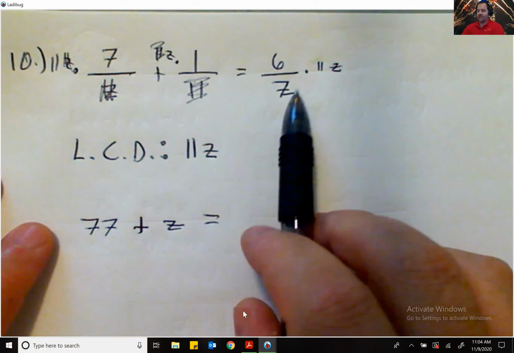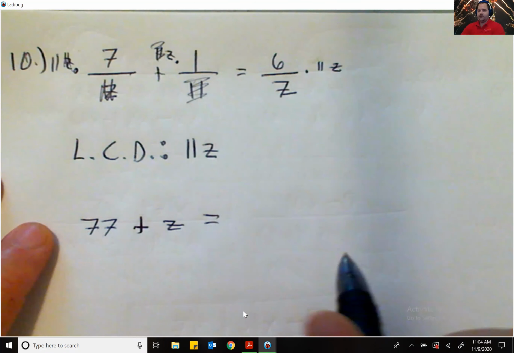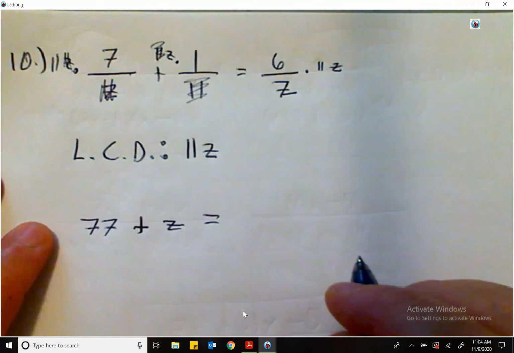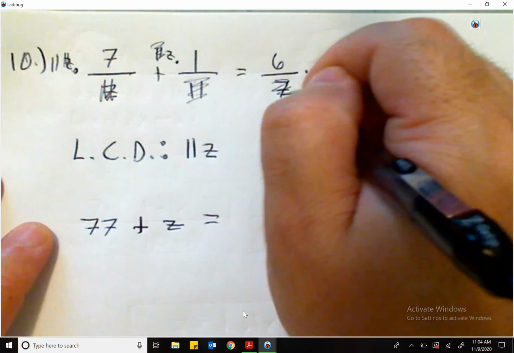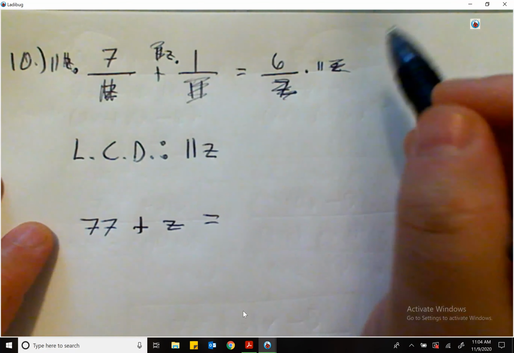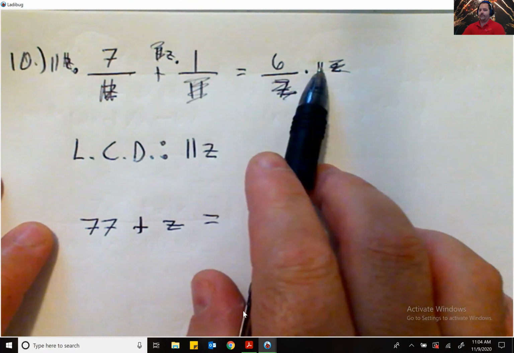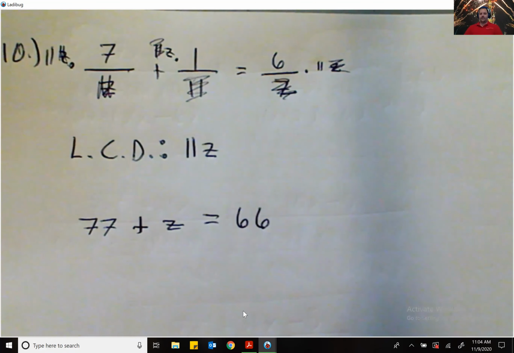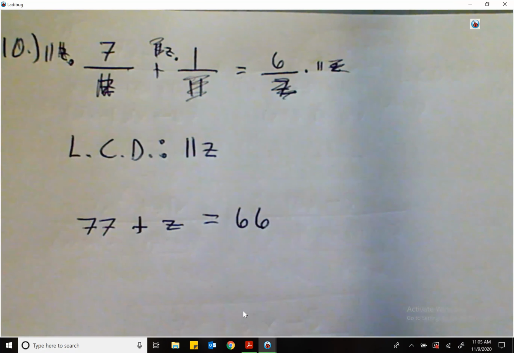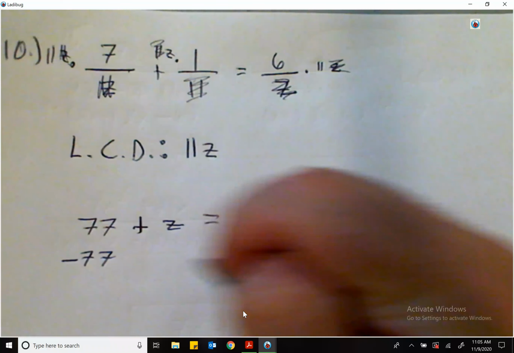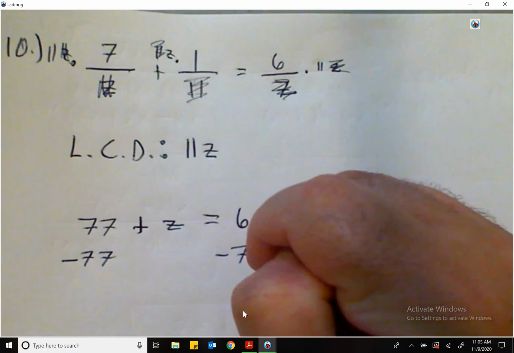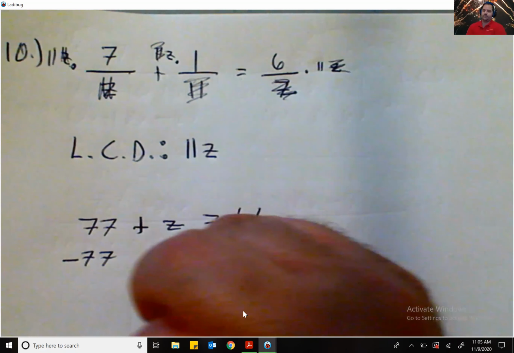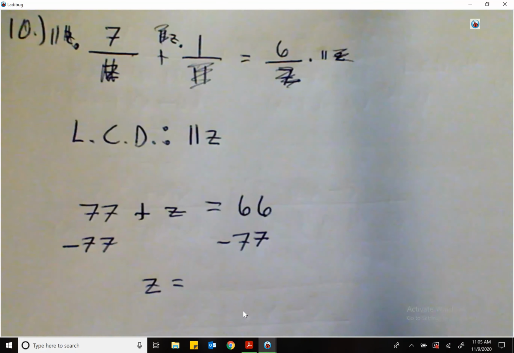What's going to happen between the Z and the 11Z? The Z's cancel out. And what are we equal to over here? 66. Okay. What now? You want Z by itself, so you're gonna subtract 77 on both sides. So Z is equal to? Negative 11. All right.